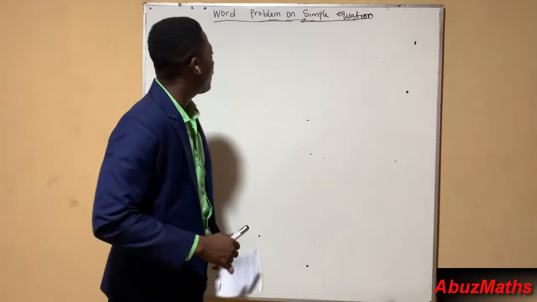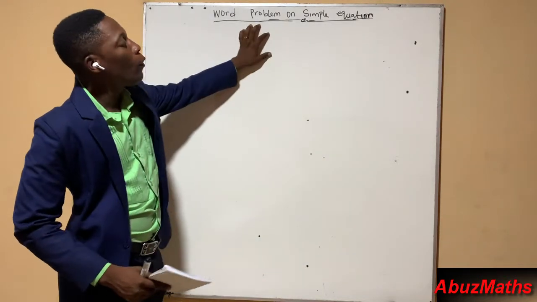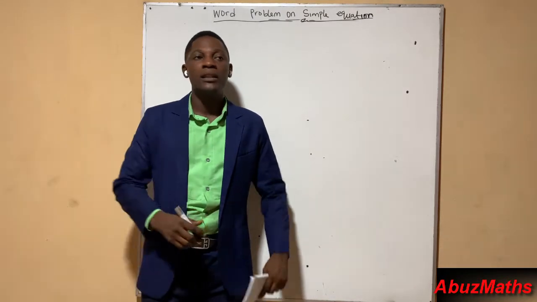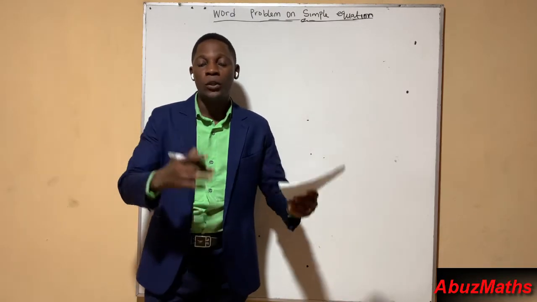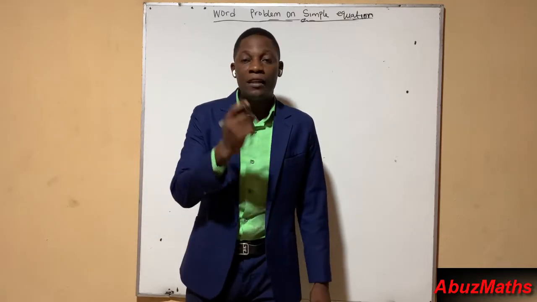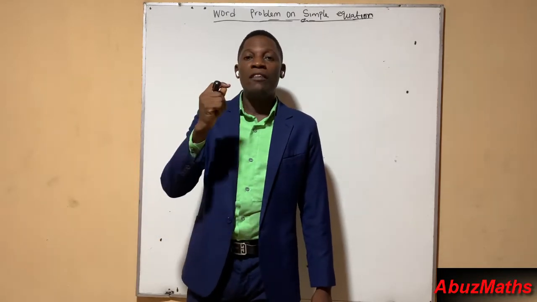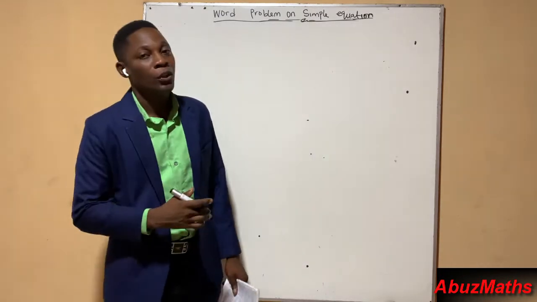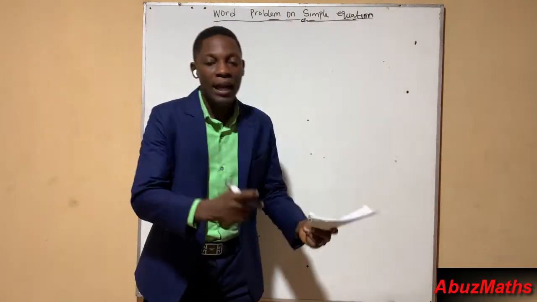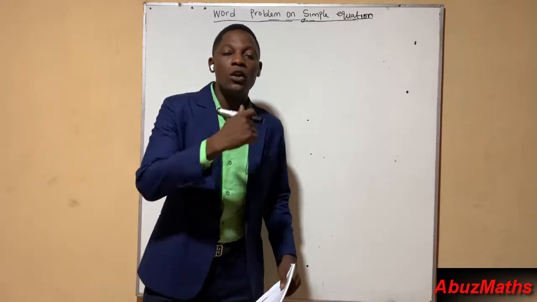Now today we're going to continue from word problems on simple equations. Remember the last time we did simple equations and we said equations are those expressions that have a variable which is an unknown. We have the plus, minus, division, or multiplication, and we have an equal to. But today, we'll be looking at interpreting words into equations, then solving them.